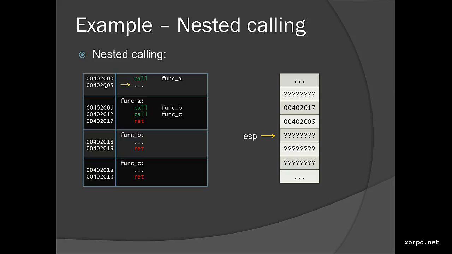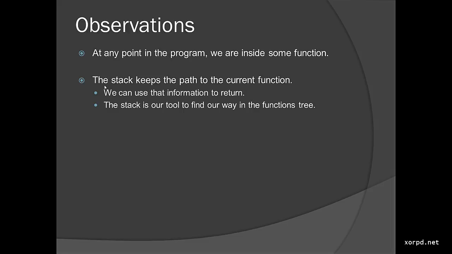This is basically what happens inside the stack. Some observations of what we have seen. At any point in the program, we are inside some function. This is just an idea of how we think about the program. The stack keeps the path to the current function, and we can use that information to return. Somehow the stack is our tool to find our way in the functions tree.